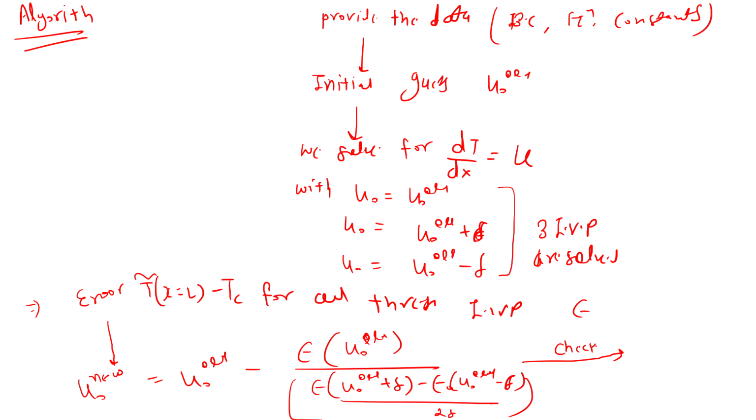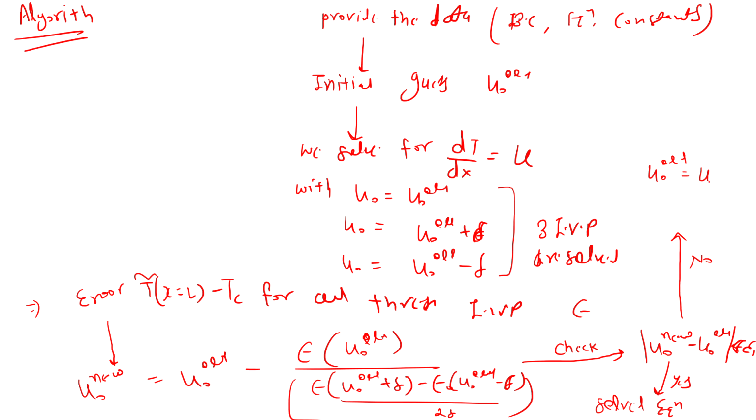Check u naught new minus u naught old less than epsilon 1. Yes: solved equation. No: then my u naught old will become u naught new, and I will go to this point. So this is my algorithm.